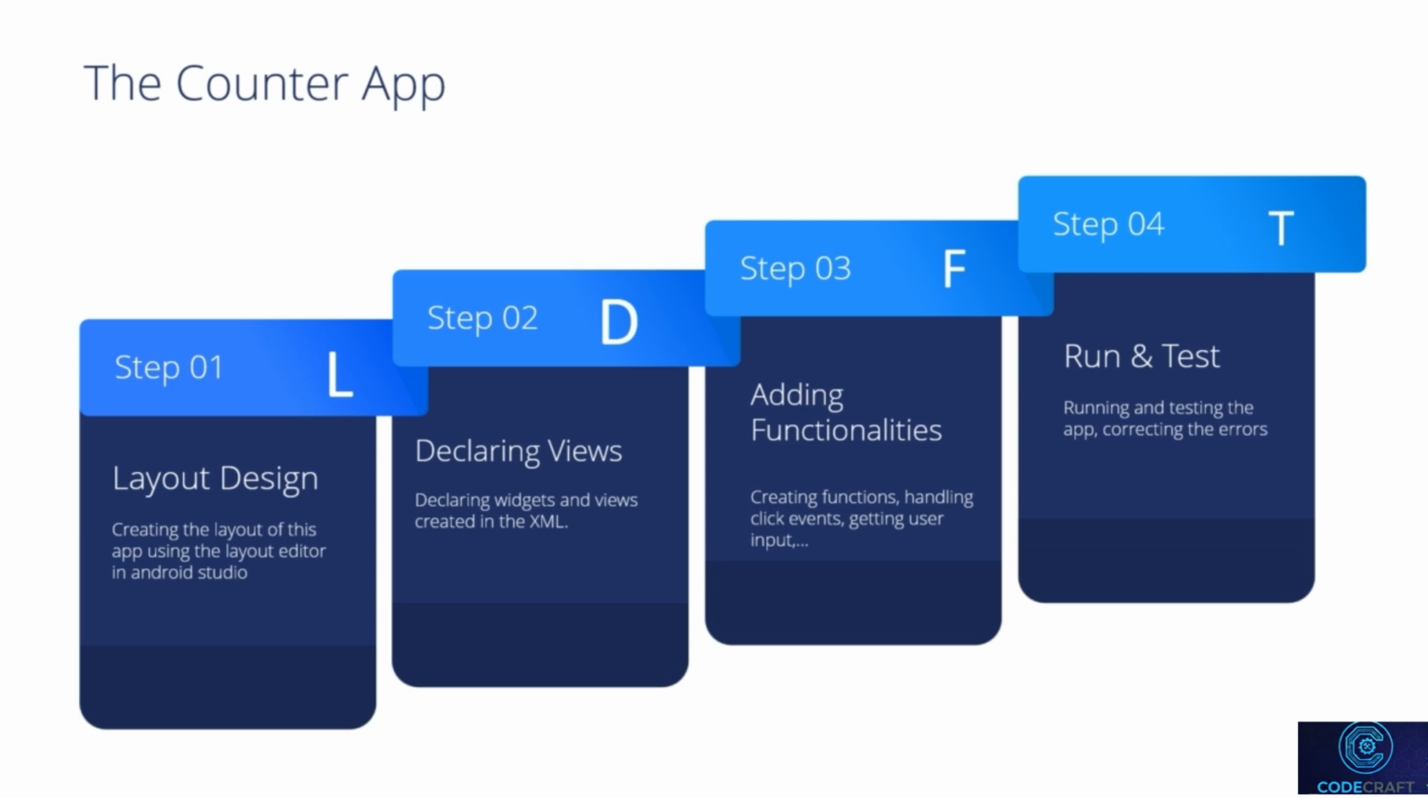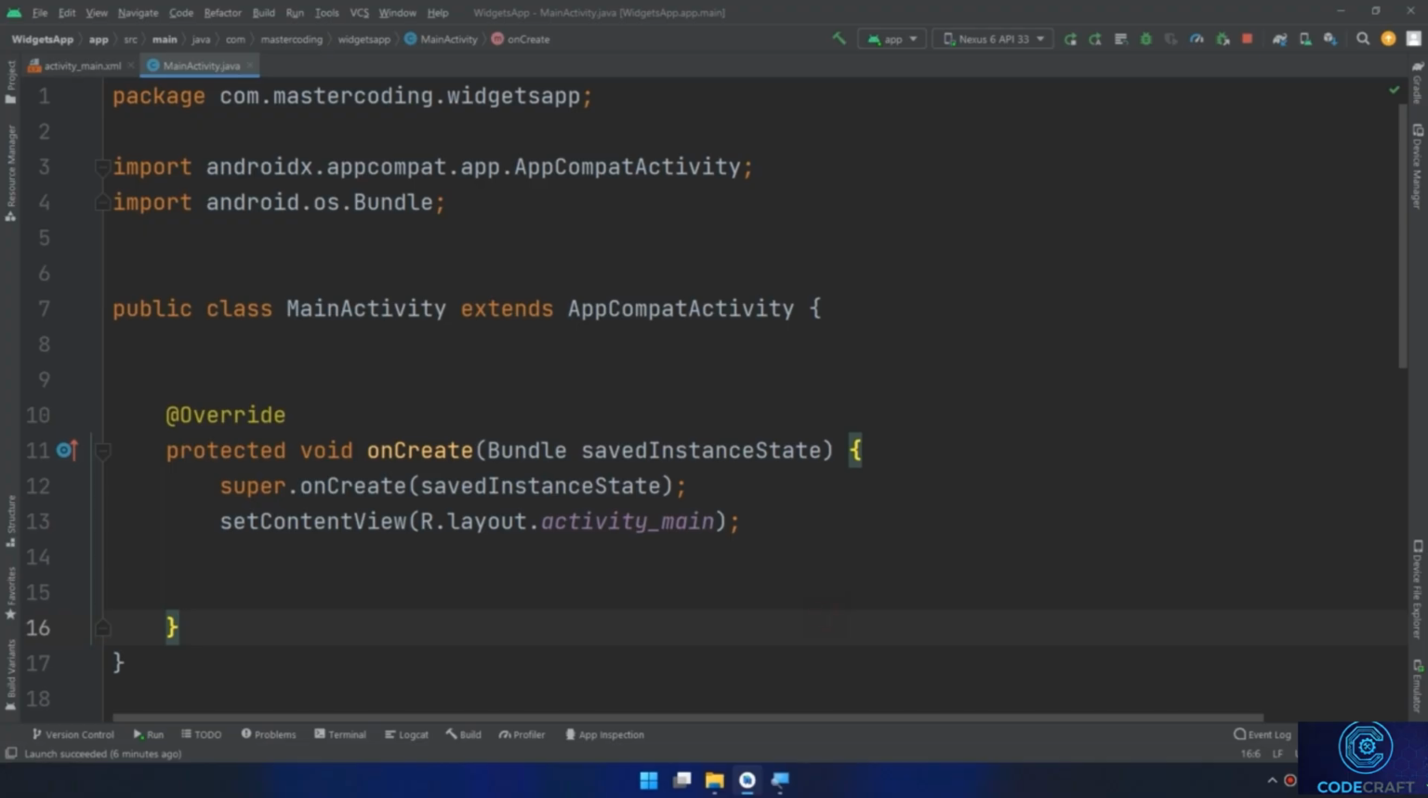So as usual, we'll start by creating and designing the layout using the layout editor in Android Studio. Then we declare the views that we've created in the XML, then add the functionalities, handling events, creating functions, and handling click events, and running and testing later on. So let's jump into Android Studio and start building this amazing app.